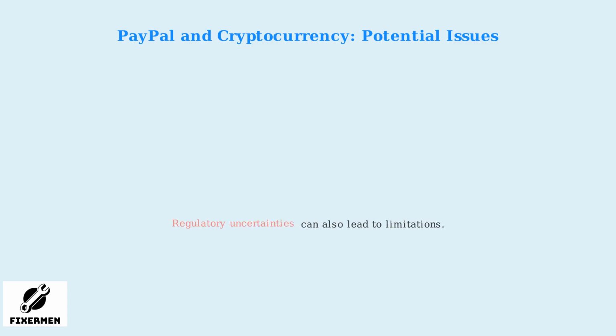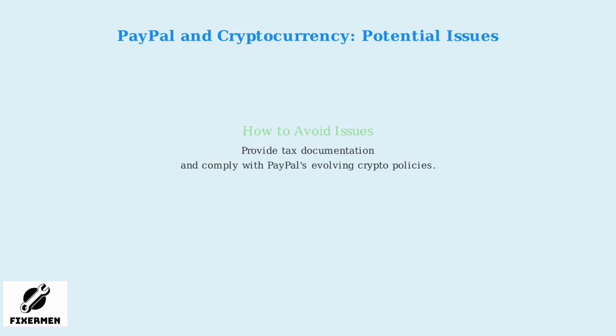Regulatory uncertainties around cryptocurrency can also lead to limitations, as PayPal must comply with evolving financial regulations. To avoid issues, provide tax documentation and comply with PayPal's evolving crypto policies. PayPal reported resolving 1.2 million such cases in 2025 alone.